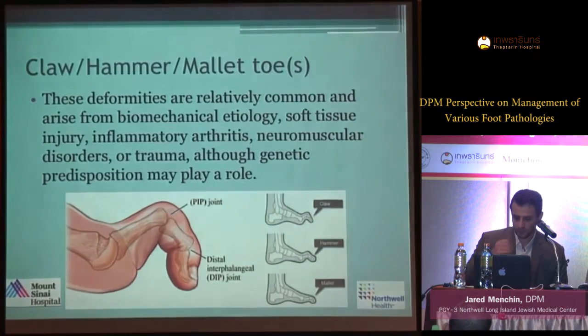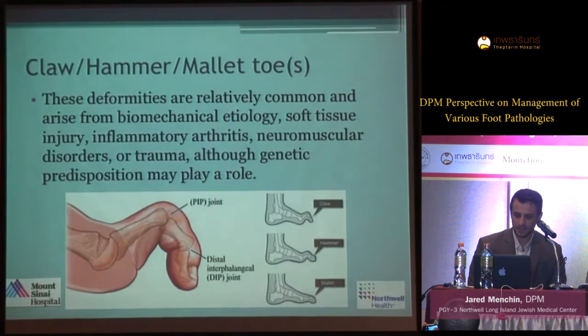The next deformity that we commonly treat are hammer toes, claw toes, and mallet toes. These are very common. They have a biomechanical etiology. They're usually caused by soft tissue deformities. Trauma can cause it, and there is a genetic predisposition.